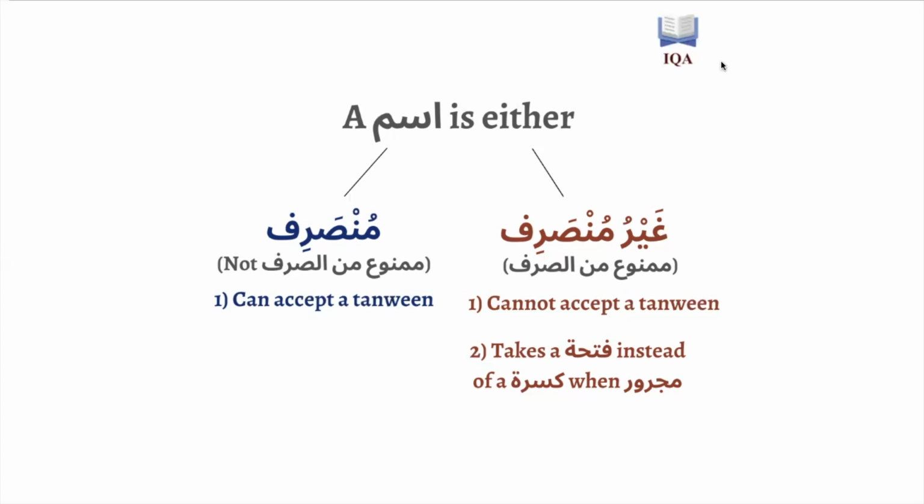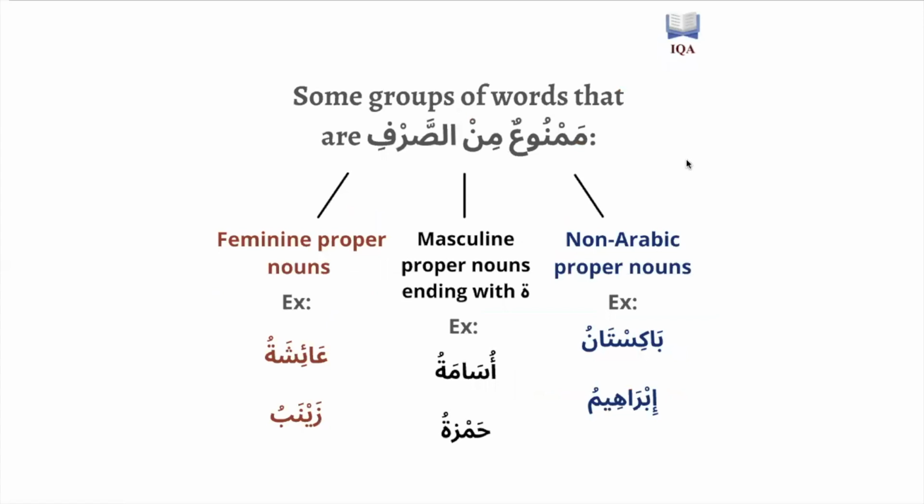Okay, so now the question is, what are some examples of nouns that are mamnu' min as-sarf? So some groups of words that are mamnu' min as-sarf are the following. And I'm only mentioning a few of them because mamnu' min as-sarf is a concept that is quite complex and it takes a long time to explain, and it doesn't deal specifically with grammar, but rather it's something that's covered in the science of morphology. It's something that's covered in sarf, but because of its ramifications in the science of grammar, it's still talked about in grammar. But my main point is that now is not the time to explain in detail how mamnu' min as-sarf functions and the different types of nouns that are mamnu' min as-sarf, but I'm just trying to give you some understanding.